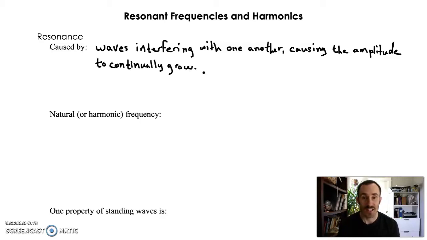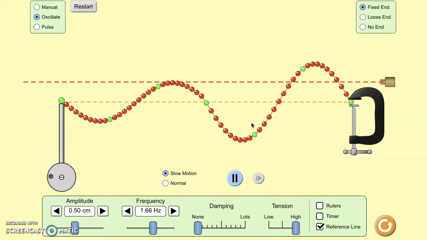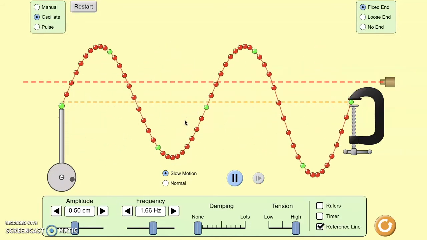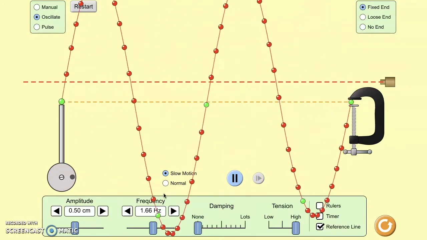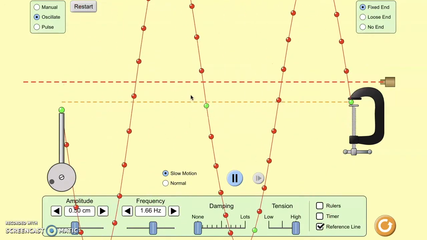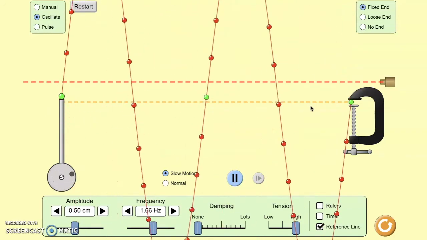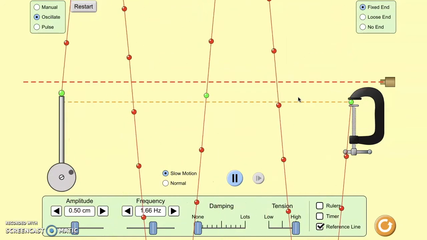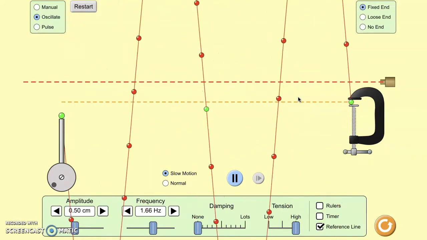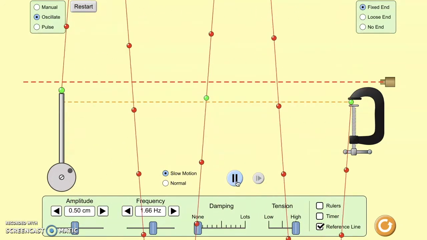Let's take a look at our example from before again. Energy is being put into the string on the left, and that energy is reflecting back when it reaches the C-clamp. And so that energy is adding together in a certain frequency, causing these large antinodes and nodes. And notice how the amplitude is just growing continuously. That only happens at certain frequencies.